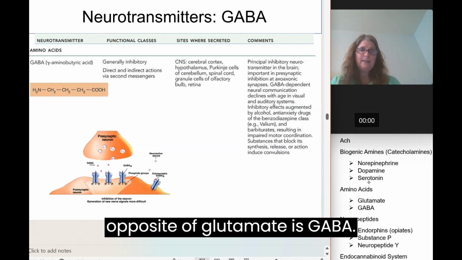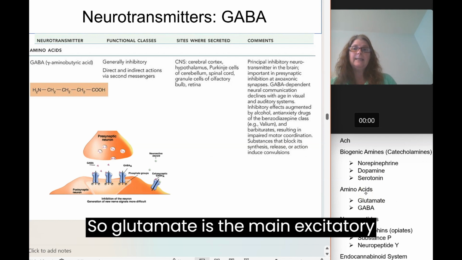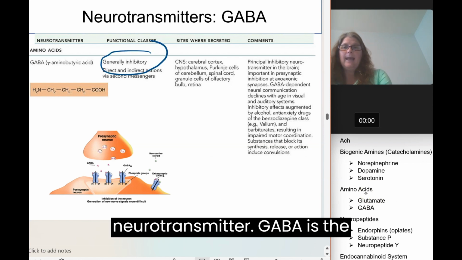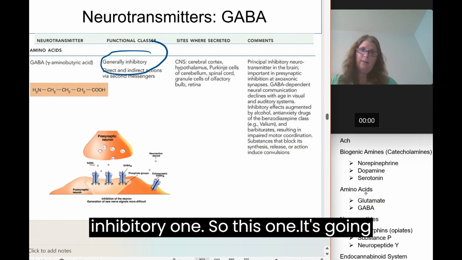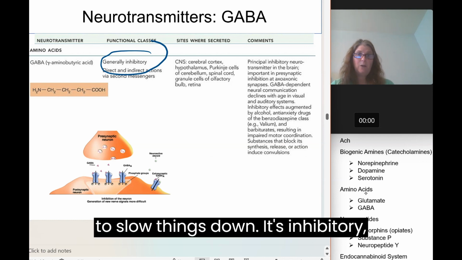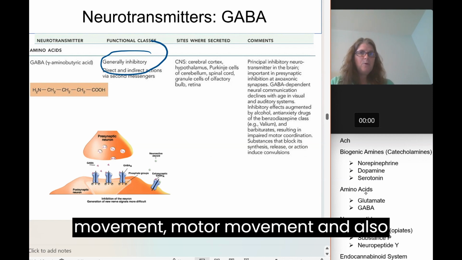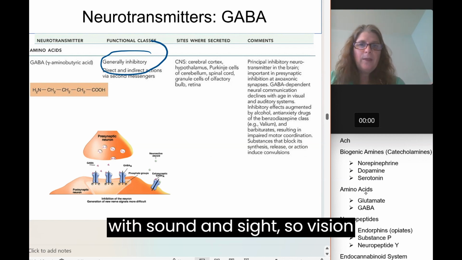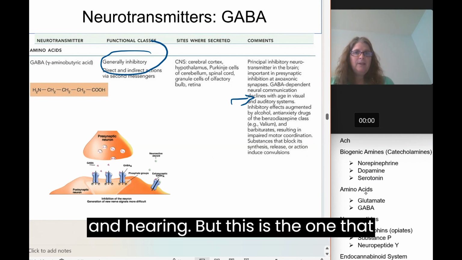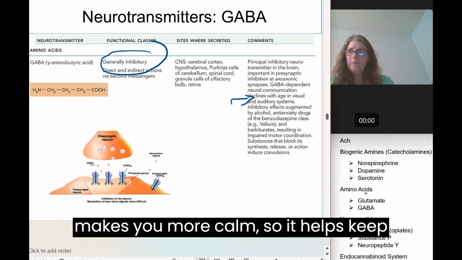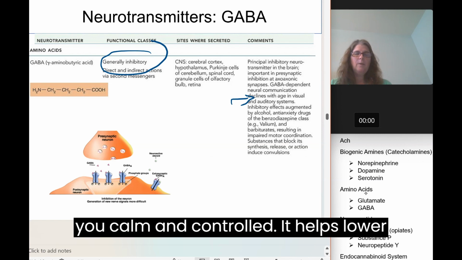Now, the opposite of glutamate is GABA. So glutamate is the main excitatory neurotransmitter. GABA is the inhibitory one. So this one is going to slow things down. It's inhibitory. So it seems to help control motor movement, and also sound and sight, so vision and hearing. But this is the one that makes you more calm. So it helps keep you calm and controlled.